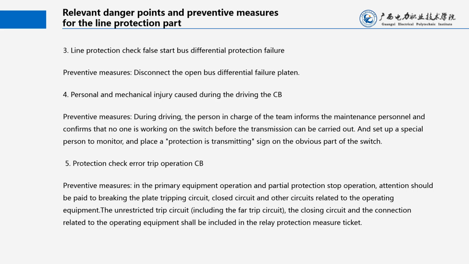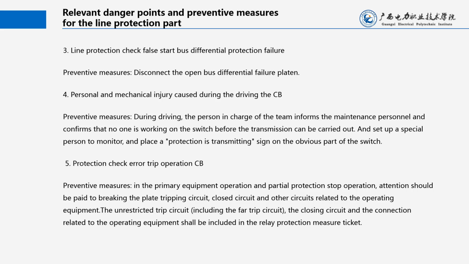4. Personal and mechanical injury caused during the driving the CB. Preventive measures. During driving, the person in charge of the team informs the maintenance personnel and confirms that no one is working on the switch before the transmission can be carried out. And set up a special person to monitor, and place of protection is transmitting sign on the obvious part of the switch. 5. Protection check error trip operation CB.